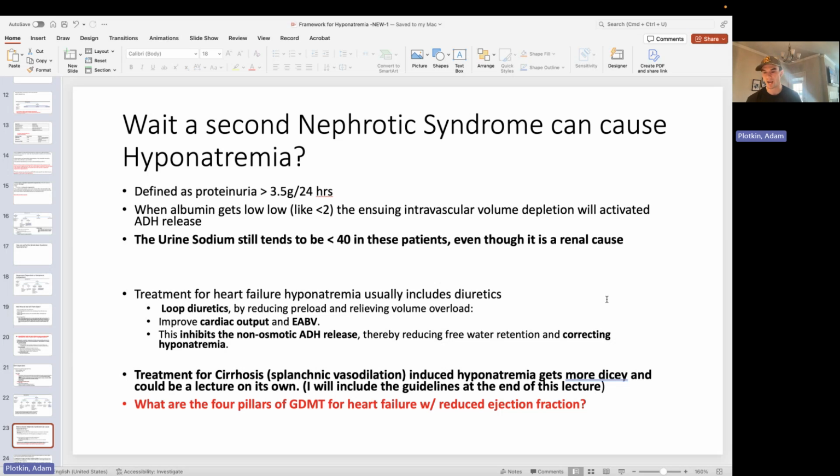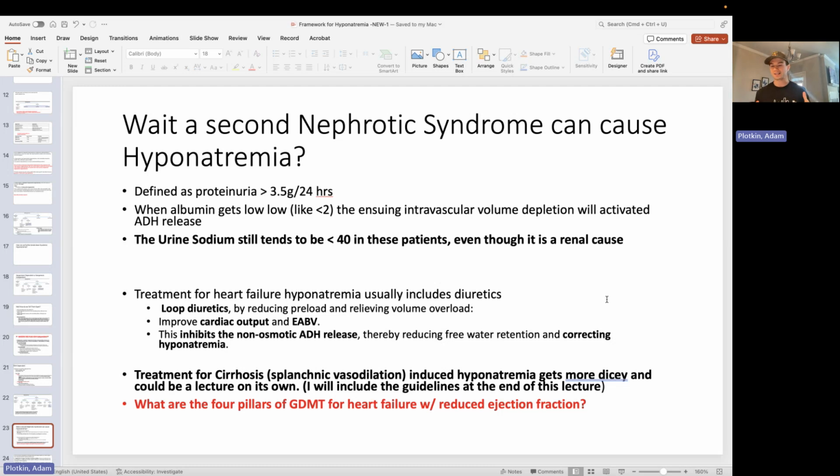Nephrotic syndrome, that's kind of a weird one to conceptualize. How can nephrotic syndrome cause hyponatremia? Remember, nephrotic syndrome is defined as a proteinuria greater than 3.5 grams over 24 hours. When albumin gets really low, like less than 2, we lose intravascular volume. There's less volume in the system. ADH gets released, okay? And it will cause hyponatremia.